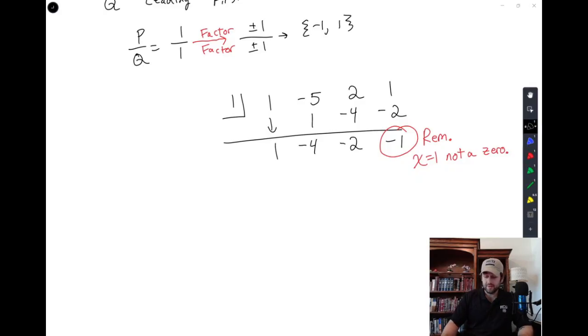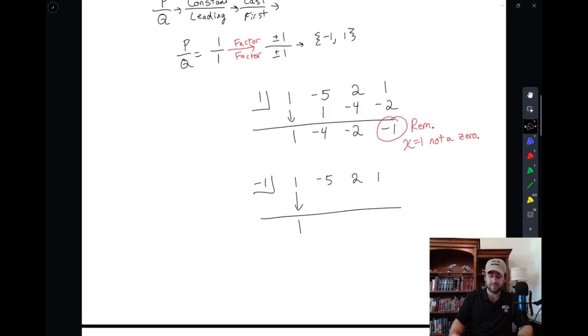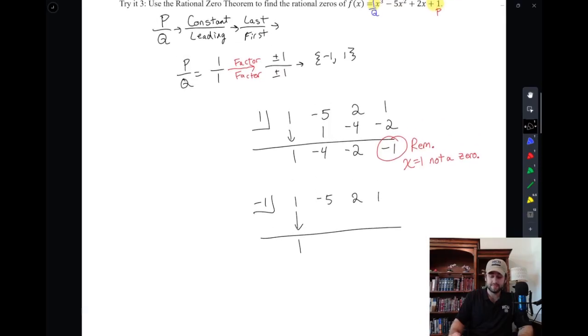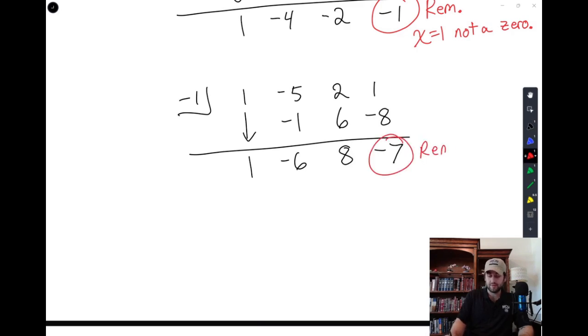And then we're going to do the same thing with -1. So -1, 1, -5, 2, 1, drop it down. You get a 1. And we're going to synthetic divide -1. 1 times -1 is -1. Add those together, you get -6. Multiply 6, add 8. Multiply -8, add -7. You have a remainder, and that means x equals -1 is not a 0.